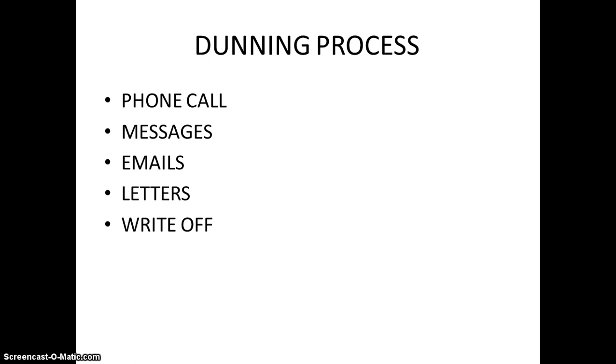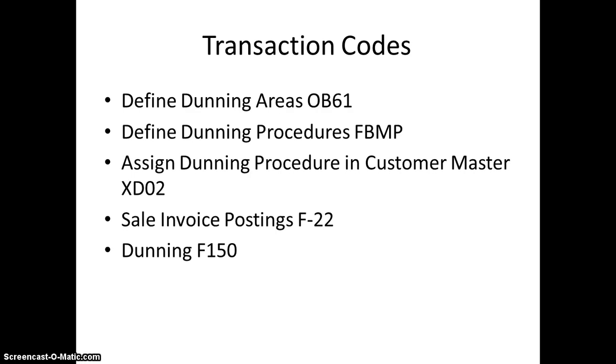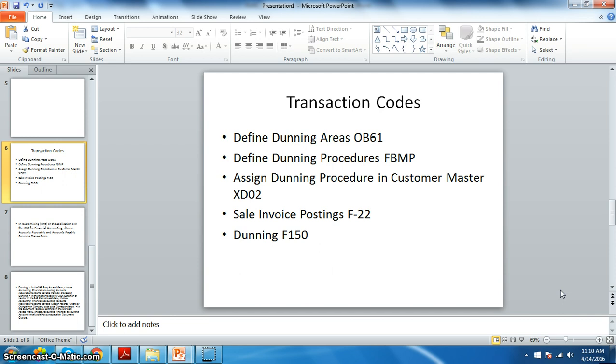So how do we do the dunning? We make phone calls, we can send messages to the customer, or you can send emails, letters or write-offs as well. And these are the transaction codes that we are going to make use of: for defining dunning areas, OB61; dunning procedures, FBMP; assign dunning procedures in customer, XT02; sales invoice postings, F-22; and dunning procedure, the dunning F-150 program.